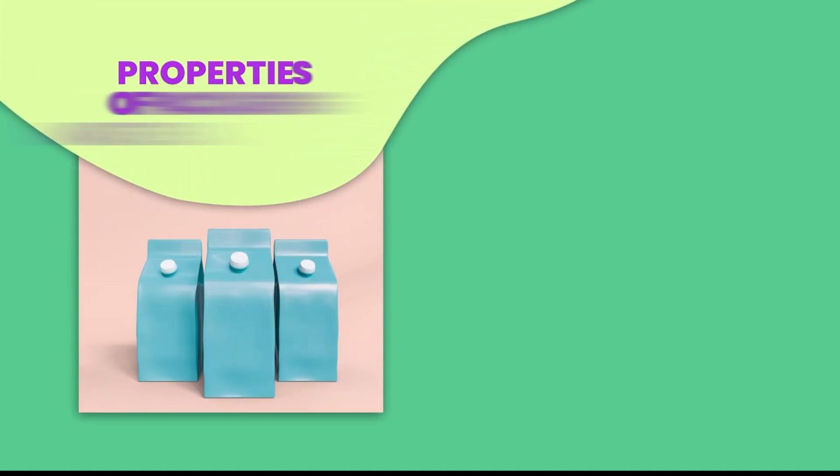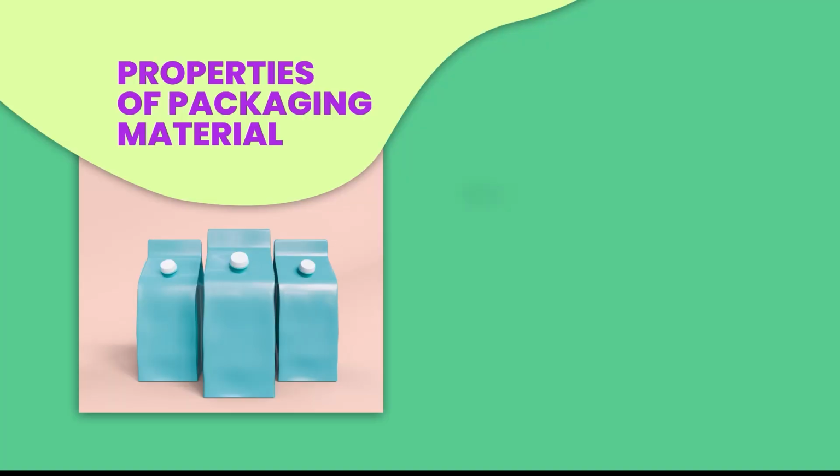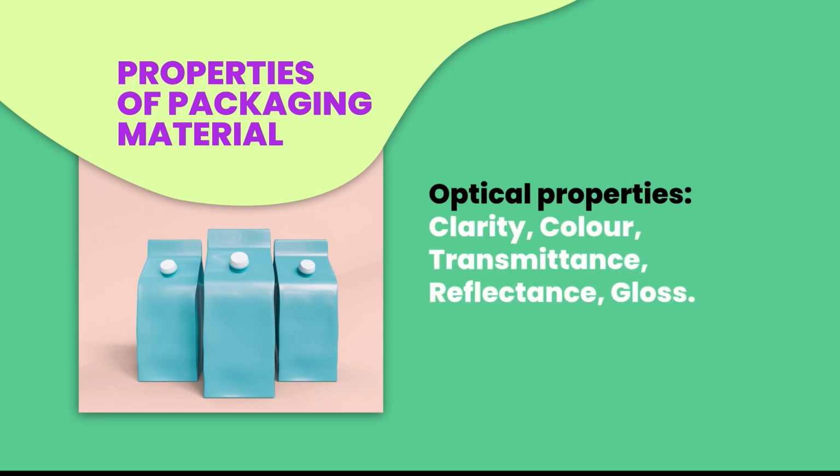Now I'll discuss the properties of packaging material, because when we discuss the different types of packaging materials, you will come across some of the terms which are used for describing the quality of the packaging material. So better you should get familiar with all these properties first. So I'll tell you about the optical properties. Optical properties of packaging material give us the idea about how it looks: what is the clarity, color, transmittance, reflectance of light or gloss of the packaging material.